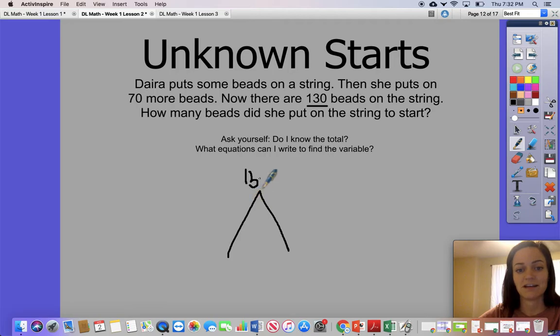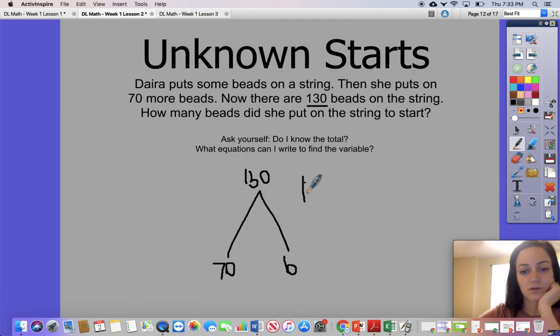She has 130, and then she had 70, and we don't know how many she started with, right? So I'm going to put B for beads. Okay, not sure of how many she started with. Now, just like in the first lesson, we talked about if you know your total, but you're missing one of your add-ins, what do you have to do? You have to subtract, right? So we start with our total, 130, minus the 70 beads she put on later will give us what she started with, okay?